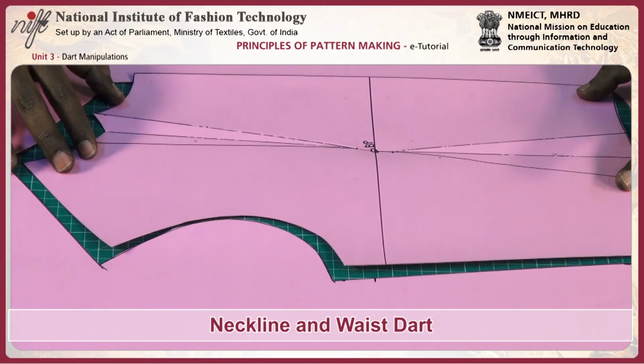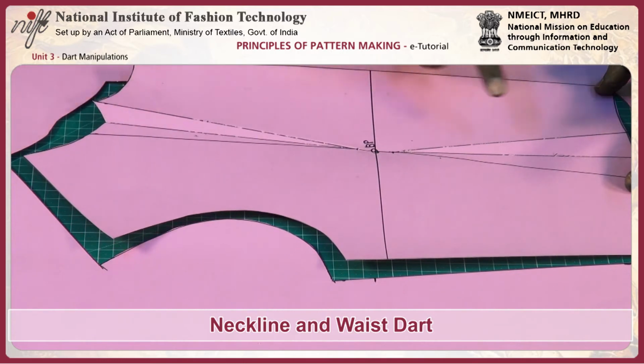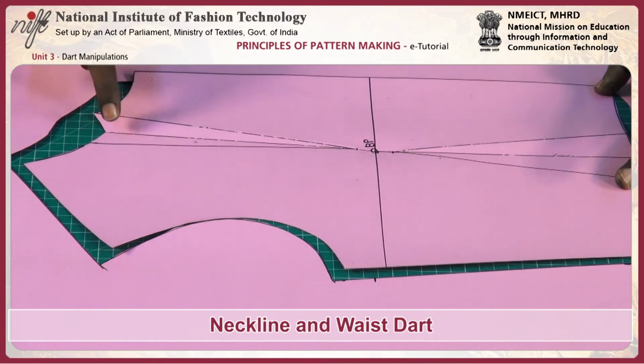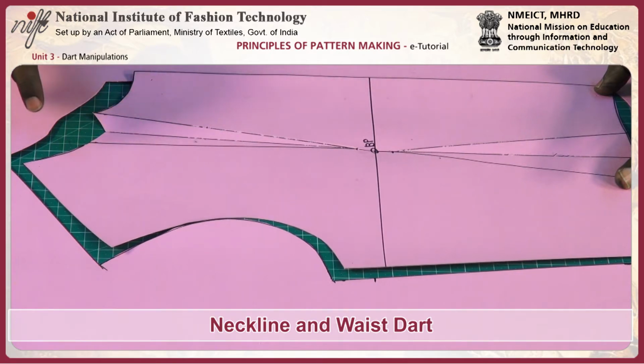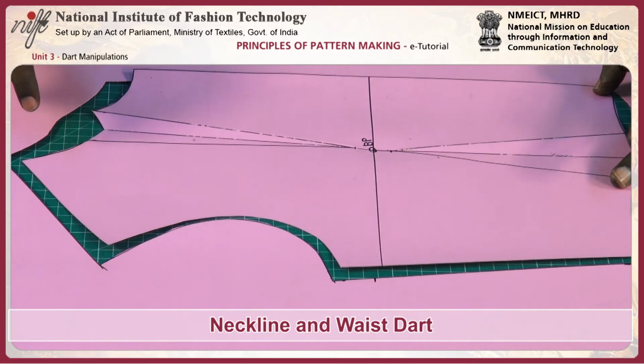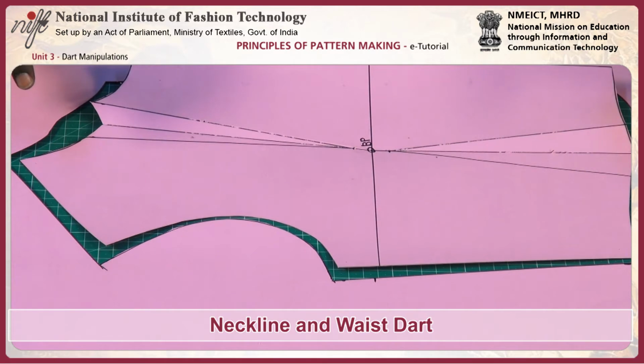Now the dart transition is over. Now we have a dart at the waist and mid of the neckline. Now you have to complete the pattern. For that you have to mark notches, center front lines, grain lines, and other things. From this we are converting the shoulder dart to a mid neckline dart.